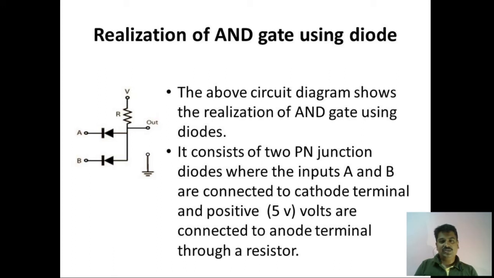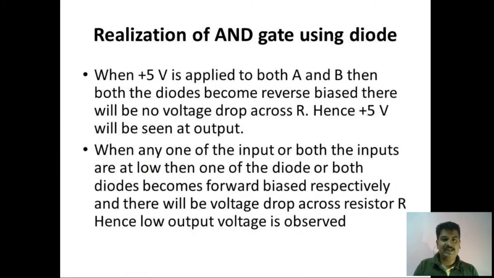So this is how we can build an AND gate. This is how we realize the AND gate using two simple PN junction diodes. That is what I have explained in this slide.